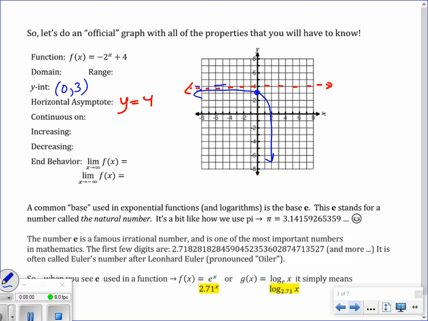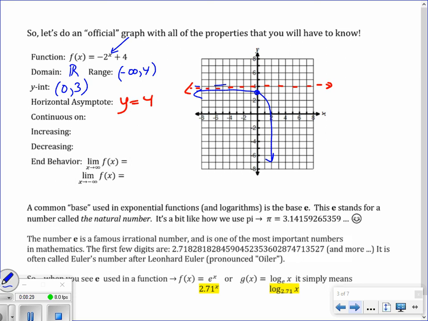So the domain. Exponential functions can handle any number that you plug in. You can put anything in for x, positive, negatives, fractions, decimals, whatever, you get an answer. So your domain is everything. So you can write all real numbers or put negative infinity to infinity. Your range, though, on the other hand, is held up by that asymptote. So the range is everything below 4. So I would say negative infinity to 4, and not even touching 4 because it's an asymptote. All right, it's continuous. It's continuous everywhere.